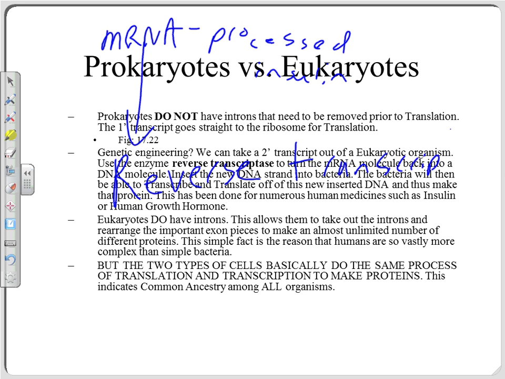What do we know reverse transcriptase does to RNA? Takes it back to DNA. But since this was already processed RNA, what kind of DNA did it turn it into? DNA without the introns. We call that kind of DNA cDNA. DNA without the introns. Eukaryotic DNA minus the introns.